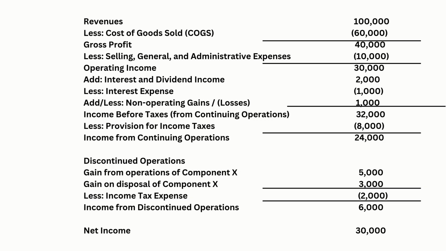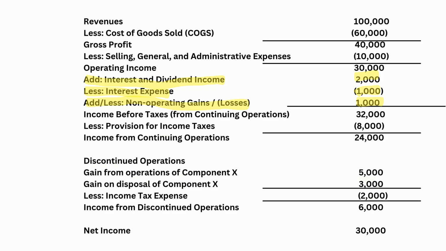Next, we deduct all regular business expenses, like admin salaries, rent, electricity. Let's say they cost $10,000. This gives us the operating income, which is $30,000. This tells us how profitable the business is from its core operations.